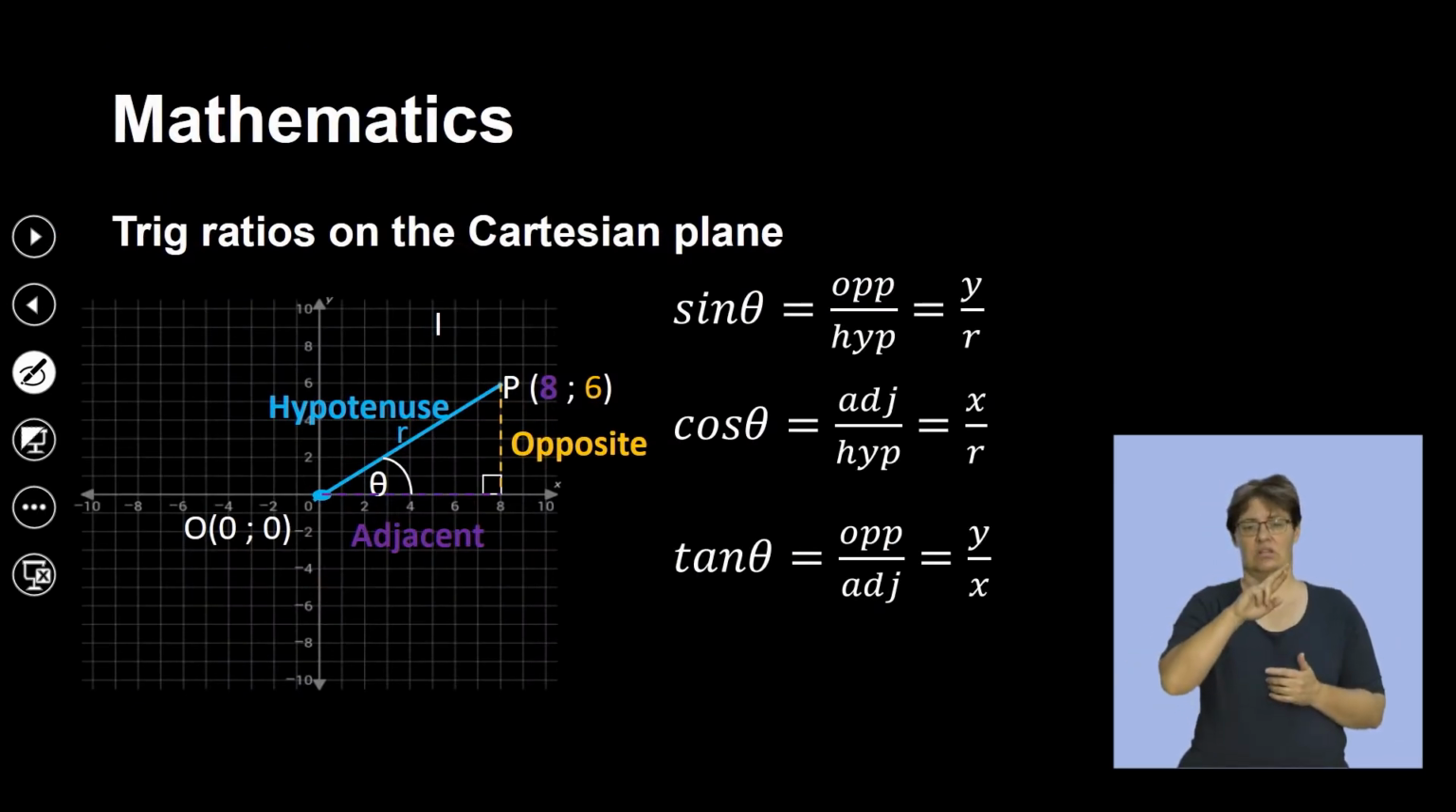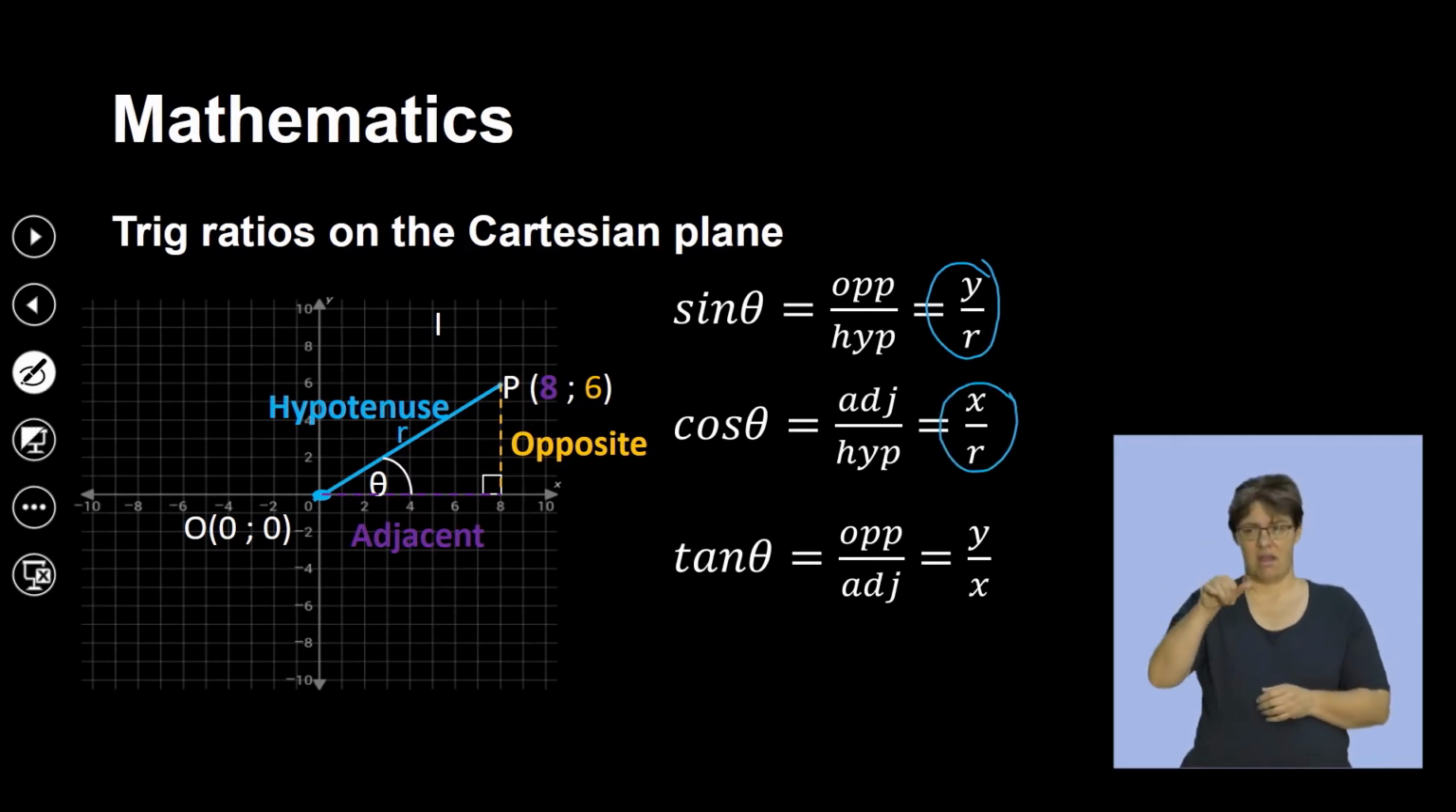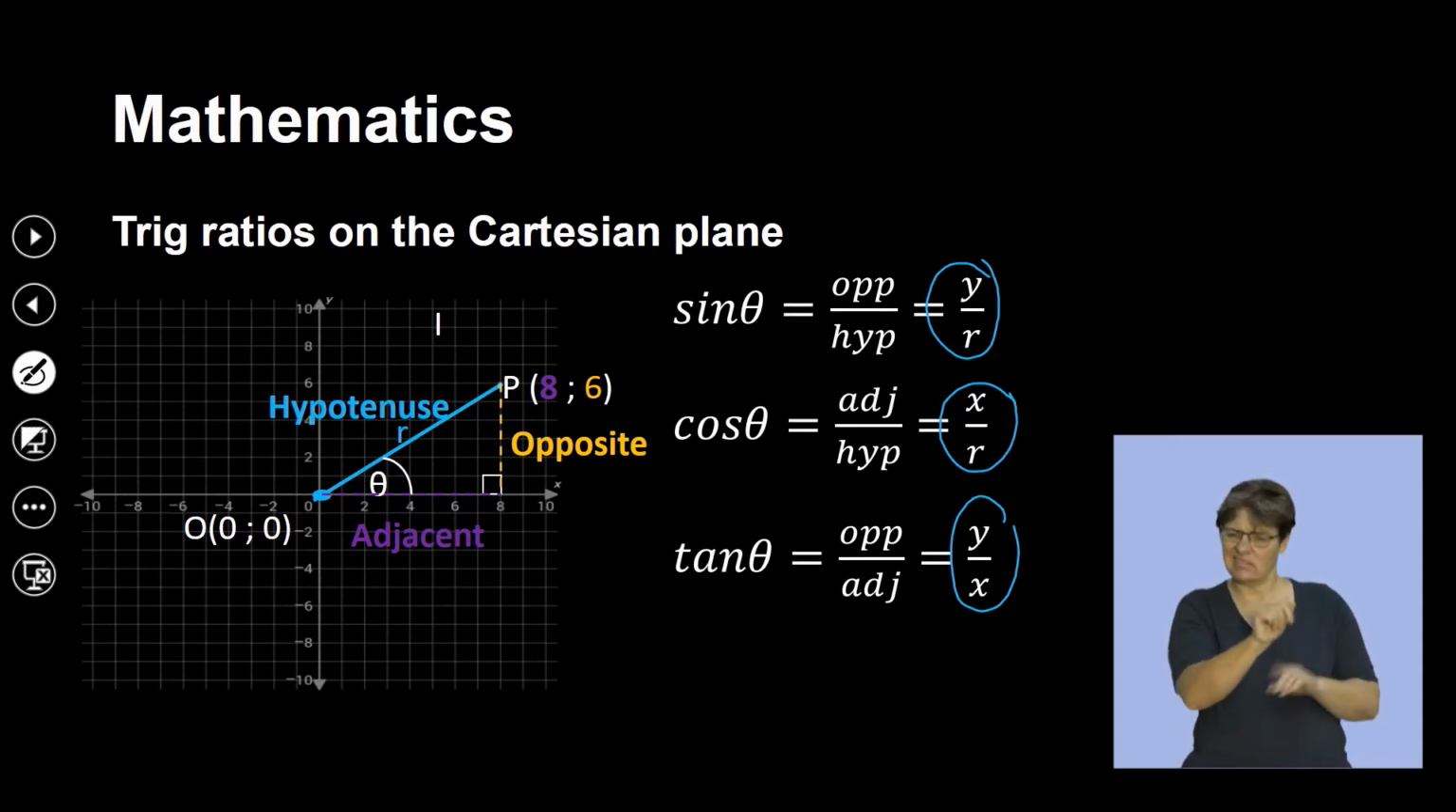Remember the trig ratios on a Cartesian plane from our previous lesson; we did look at this. We said that we're now defining them using the y and the r, the x and the r, the y and the x, based on the triangle that we are plotting on the Cartesian plane. That's one thing I need you guys to please remember, because that's what we're going to be using to try and talk about functions.